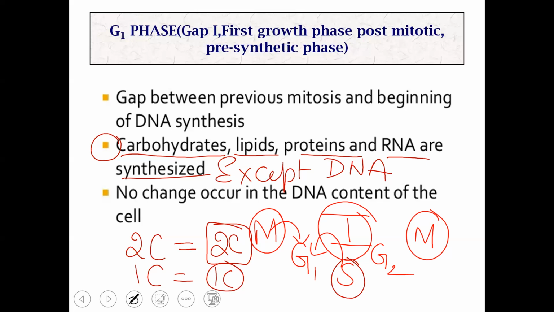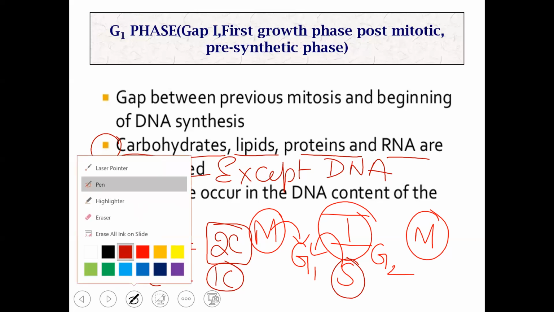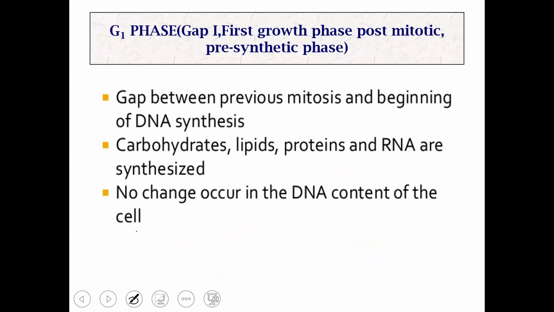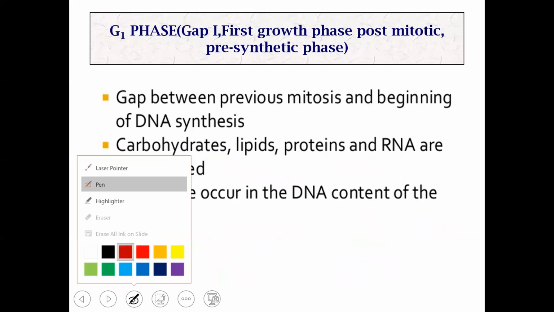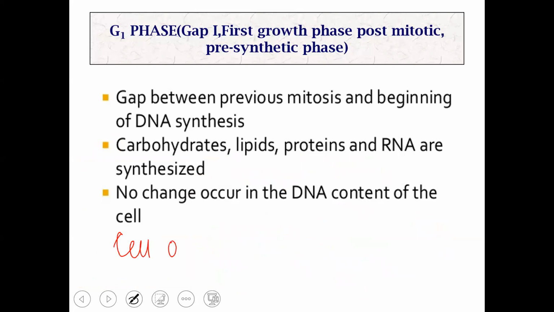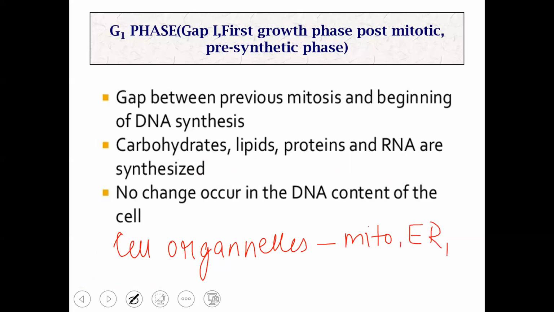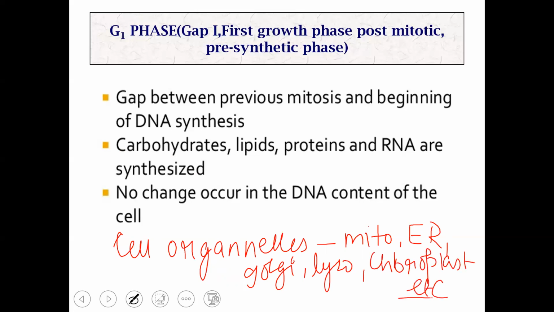All other cell organelles are also produced, like mitochondria, Golgi apparatus, chloroplast, endoplasmic reticulum, lysosome. All these are going to be synthesized. Cell organelles are going to be synthesized, like mitochondria, endoplasmic reticulum, Golgi apparatus, lysosomes, chloroplast if it is a plant cell, etc. All these are going to be synthesized in this phase.